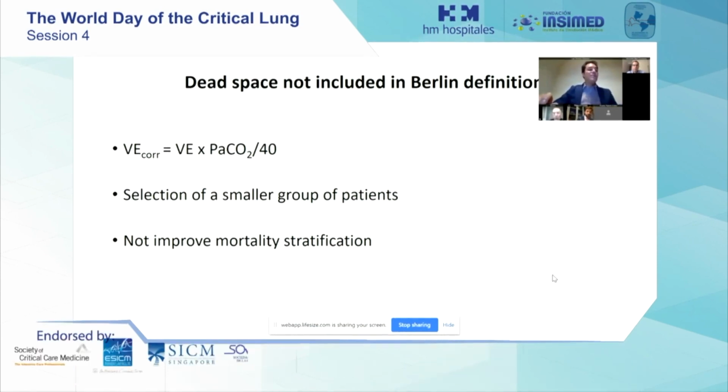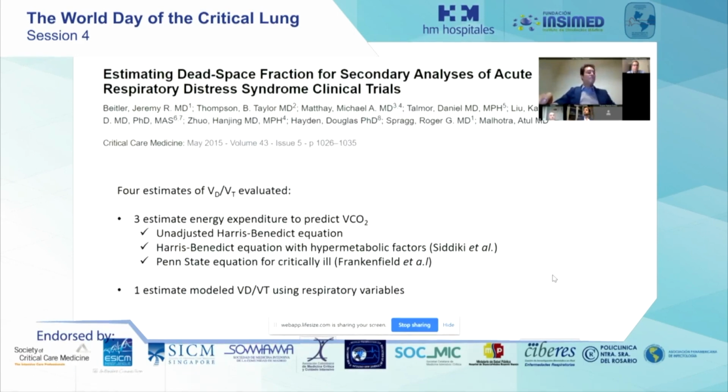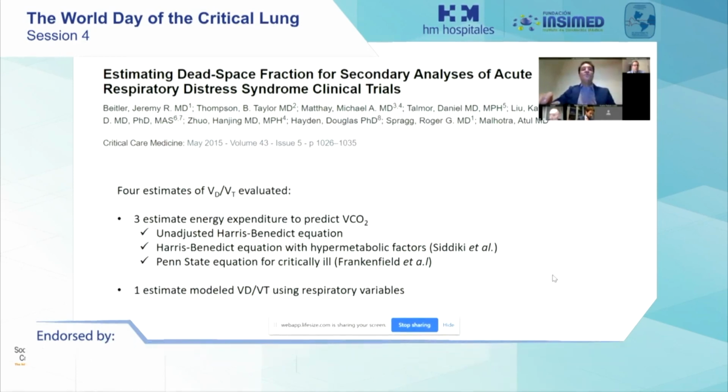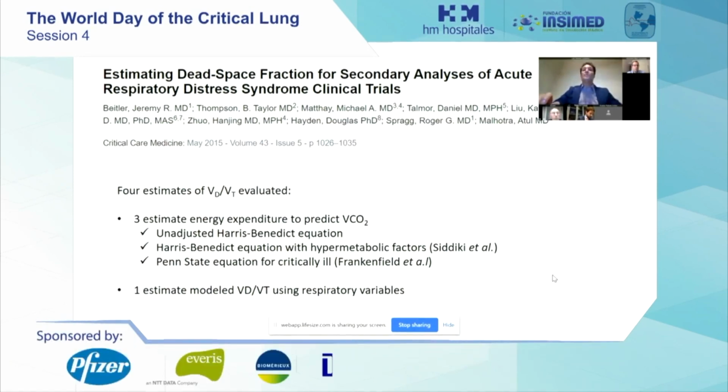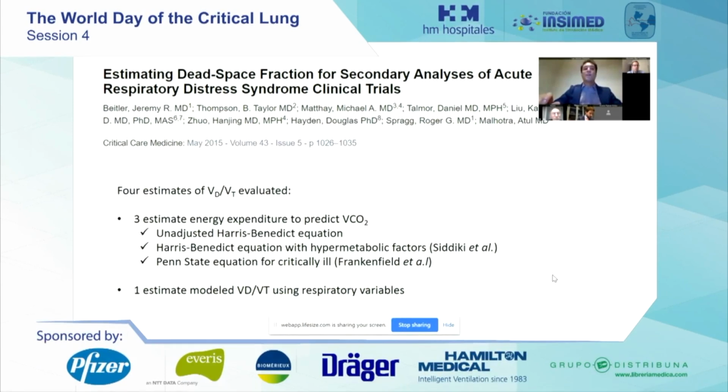Could we just estimate dead space fraction rather than measuring it? To answer this question, Beitler and colleagues evaluated 4 different methods for estimating dead space. The first 3, as you can see here in this slide, are estimated using the predicted CO2 production. And the 4th formula uses VD/VT using respiratory variables.